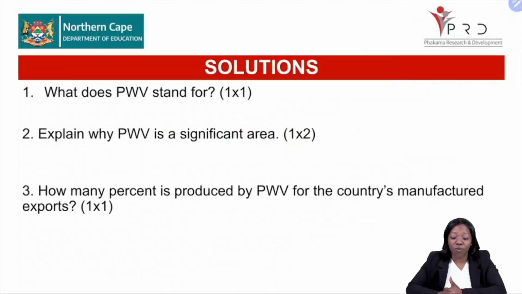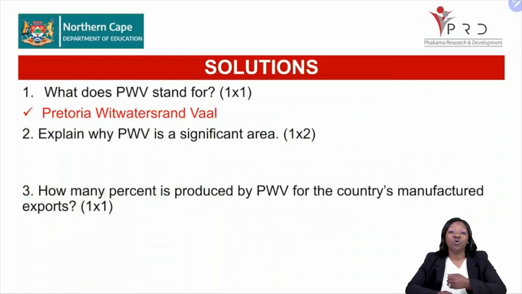Grade 12, I hope we are all done. So looking at our first question, what does PWV stand for? Remember in geography, even though we are not marking the spelling, please try to make sure that the marker can see what you were writing. Like for PWV, it's Pretoria, Witwatersrand, Vaal. Remember for V, you can also use Vereeniging.